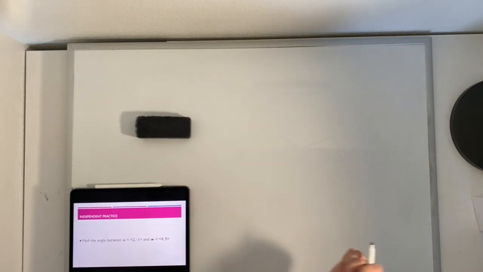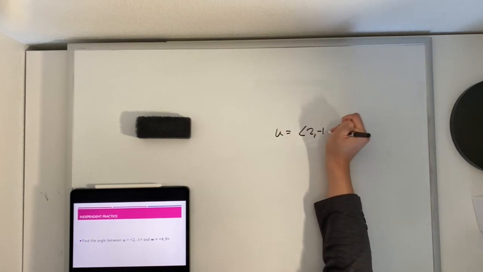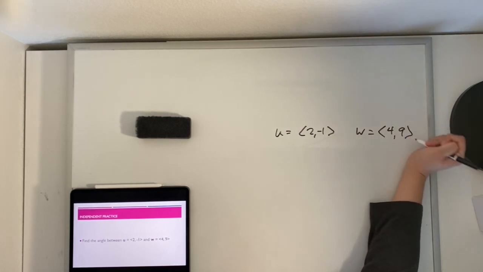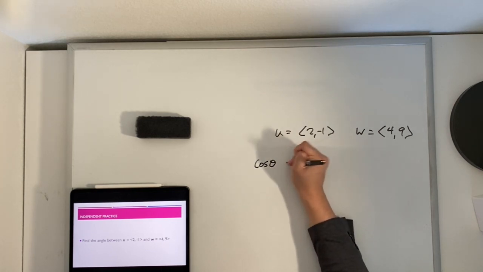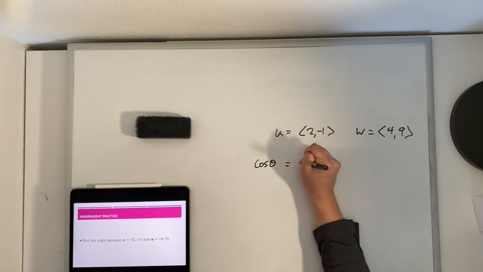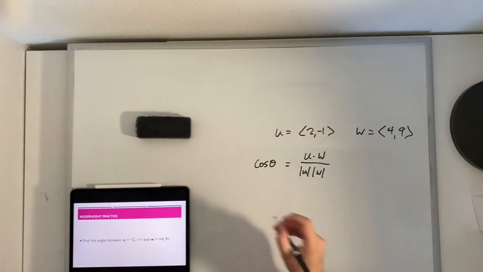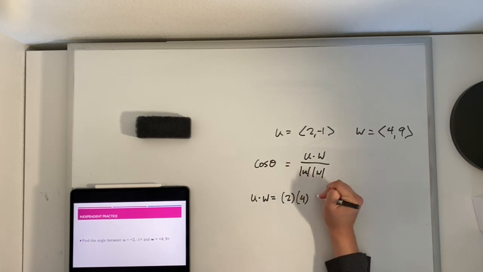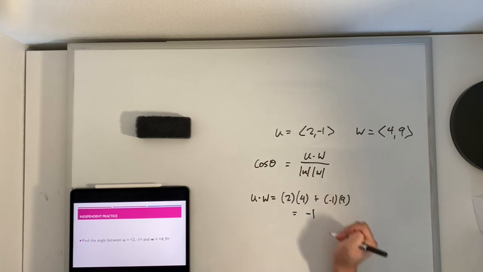Let's talk about the angle between two vectors. So find the angle between these two vectors, vector u and vector w. Now this formula is given to you on the reference sheet. Cosine of the angle between two vectors equals their dot product all over the product of their magnitudes. Okay, so let's find u dot w. This is 8 minus 9, or negative 1.